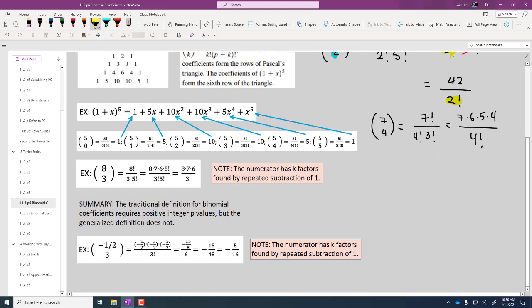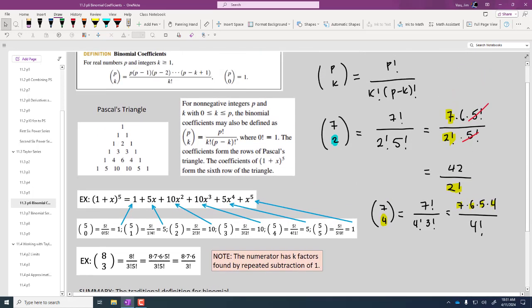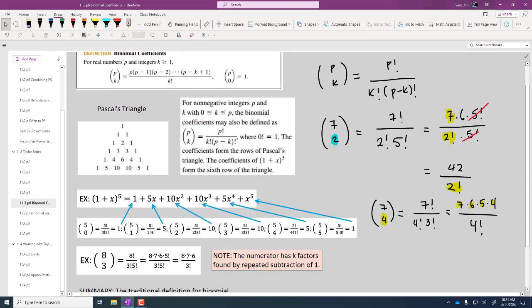And so again, notice that this number right here, the k, tells us how many we need. So we start with 7 and we do repeated subtraction by 1 until we have k factors. And that's what this is saying, but it is very hard to convey. So up here, this numerator is k factors. They're telling us in this generalization to keep subtracting 1 until you have k factors.